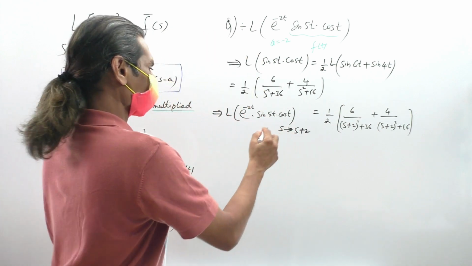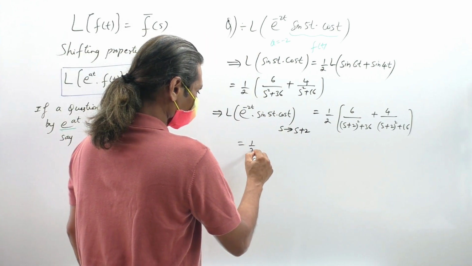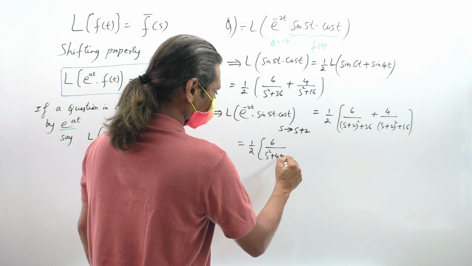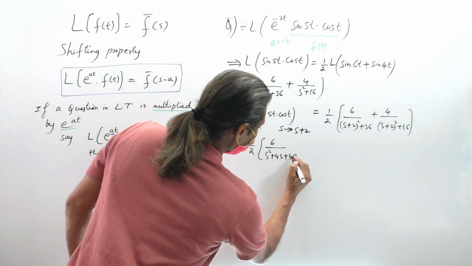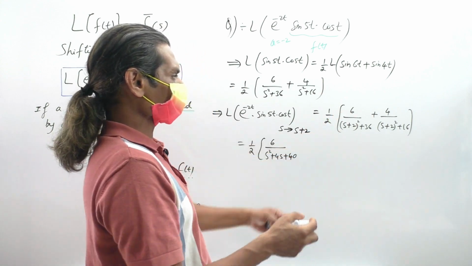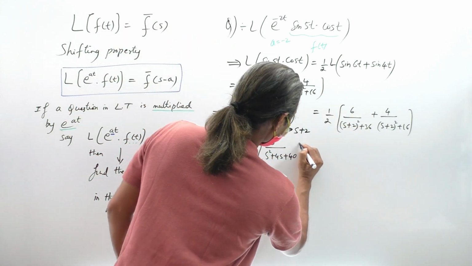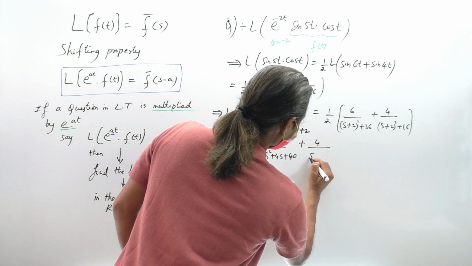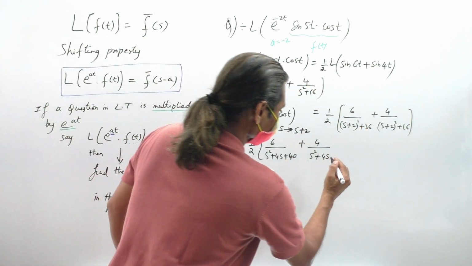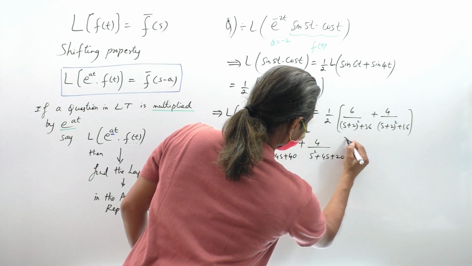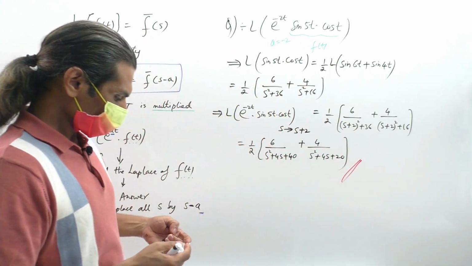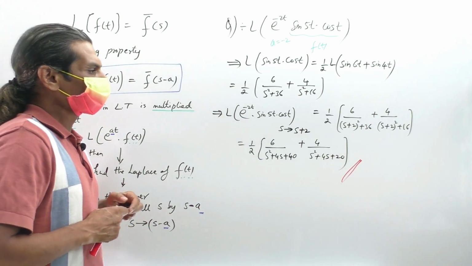If you want, you can expand it as 1 by 2, 6 by s square plus 4s plus 40. Correct? Why? Because s plus 2 the whole square is s square plus 4s plus 4, plus 36 gives 40. Plus 4 by again s square plus 4s plus 4, plus 16 is 20. That's the answer.